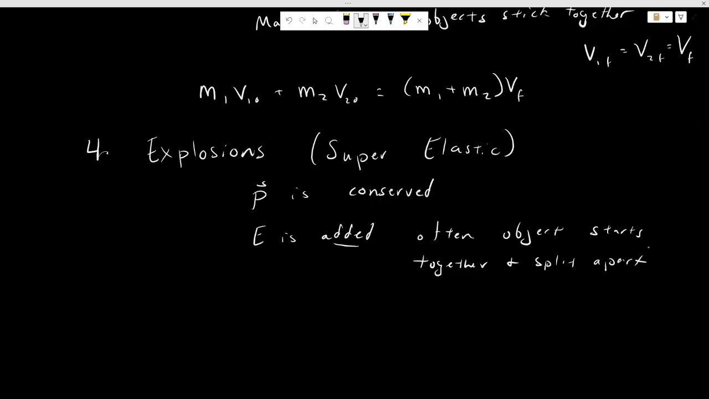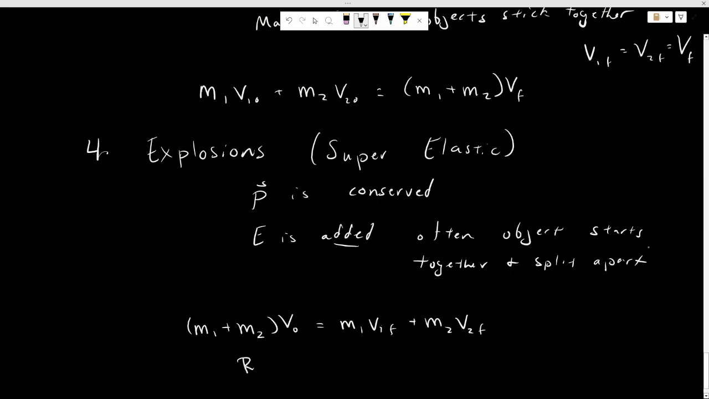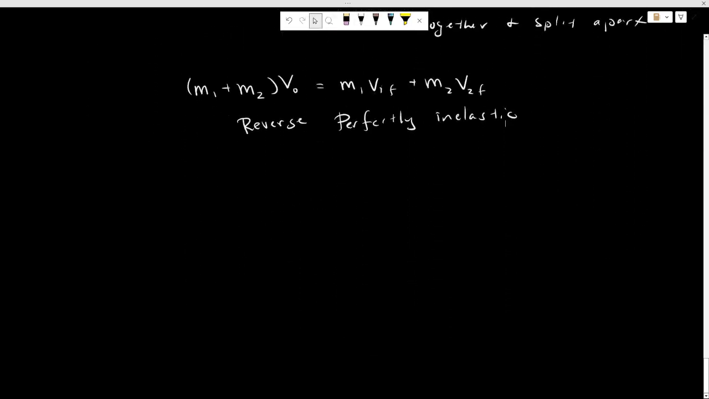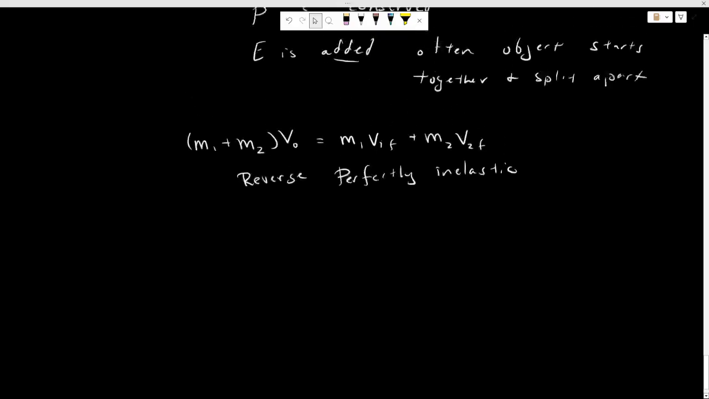So for an explosion, we might get something like M1 plus M2 V initial is equal to M1 V1 final plus M2 V2 final. And yes, this is just a reverse of number 3. So this is a reverse perfectly inelastic collision where they start together and they end apart. But you know what? It's so much cooler, right, to be an explosion.